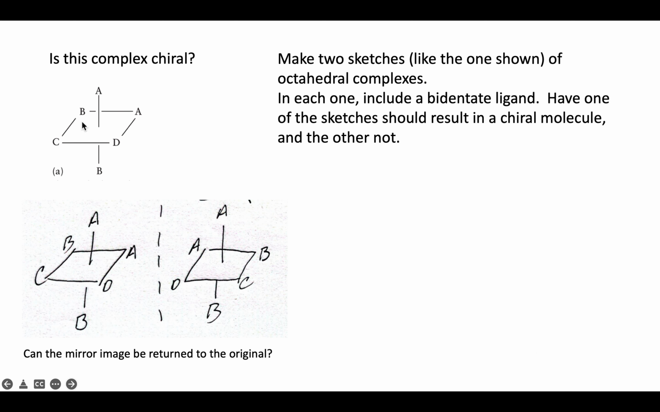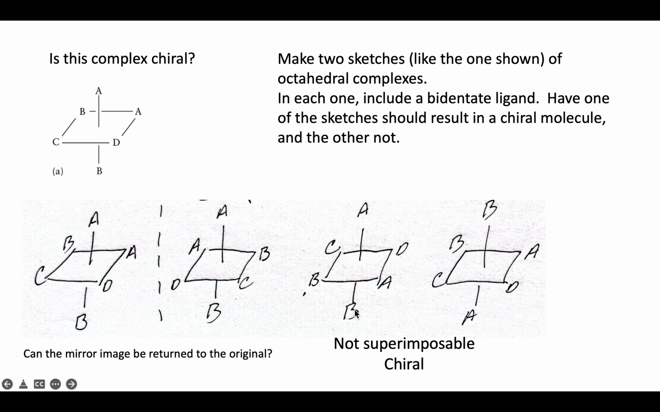Considering this, whether the complex is chiral, I made a sketch of this. I looked at the mirror image of it, and I thought, could I somehow spin, rotate, and return it back to the original? So here I rotated it, spinning it around the central axis. That's not the original. Here's one where I rotated it by flipping the top to the bottom. That's also not the original. So this would be an example of something that's not superimposable, which means it's chiral.